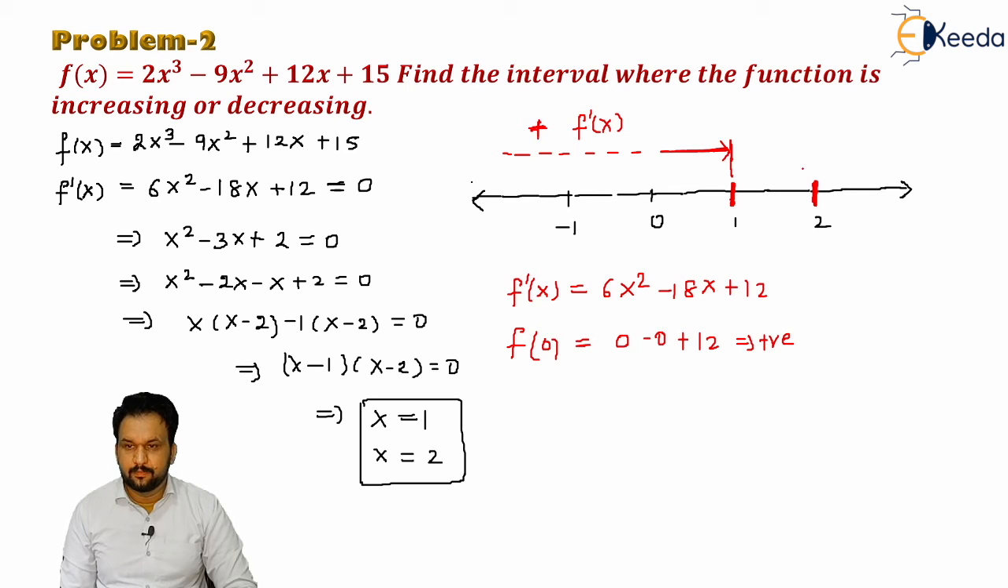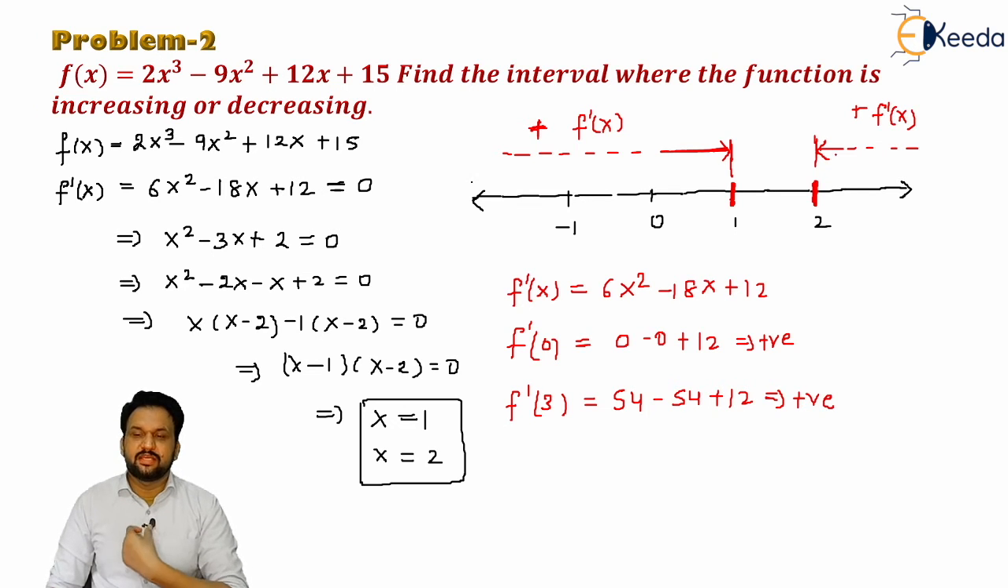Let's see, if I take any value after 2, you can put any value like 3. Substituting 3 in f dash x, 3 times 3 is 9, 6 times 9 becomes 54, minus 54 plus 12. Again it gives a positive value. So again your f dash x is positive here. So f dash x is positive before 1, and after 2 again f dash x is positive.